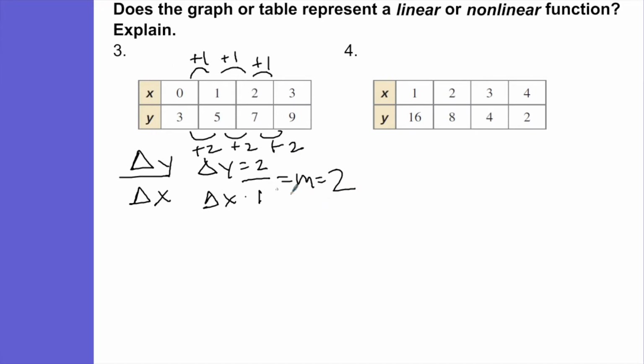Okay, is this linear function going uphill or downhill? Uphill because it's positive. Good. And let's do 4. Change of y. 16 to 8. Subtract 8. 8 to 4. I can stop right away. Notice they're not the same. This one is going to be subtract 2, not the same. The answer is nonlinear.